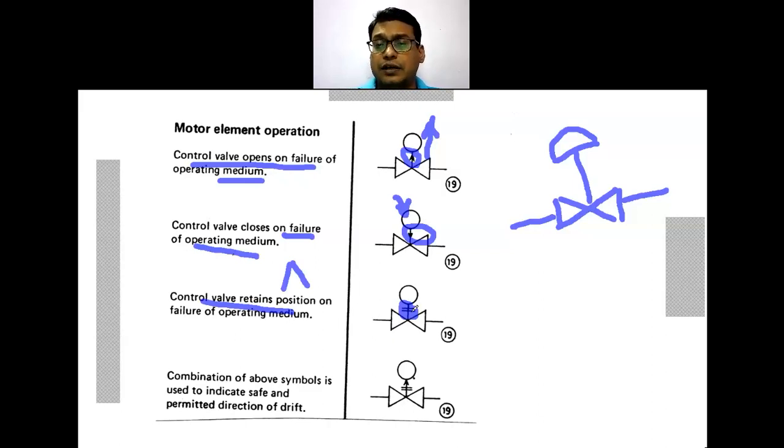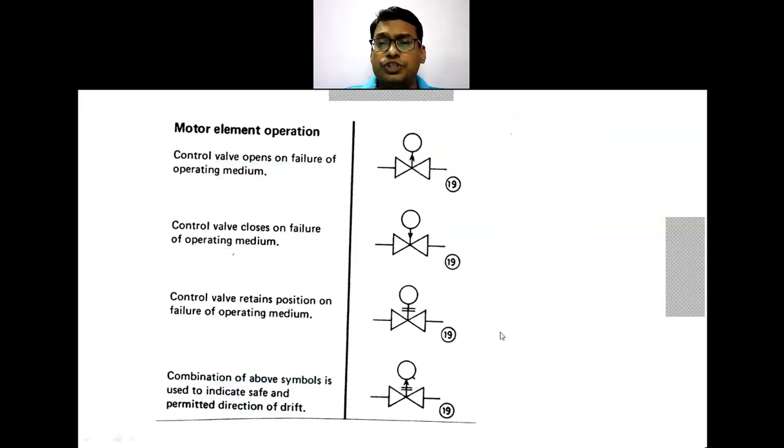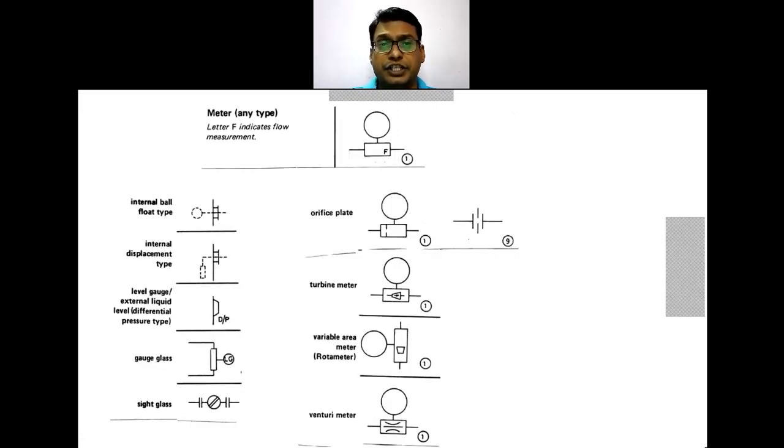Then the combination of the above two symbols is used to indicate the safe and permitted direction of the drift. So it incorporates the arrow as well as the two lines. So it's a safe position. Again, these small minute changes are also necessary and important to understand the process and instrumentation diagram.